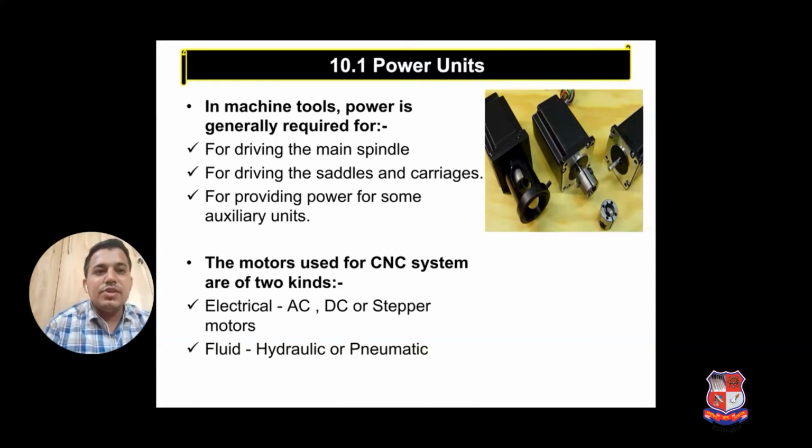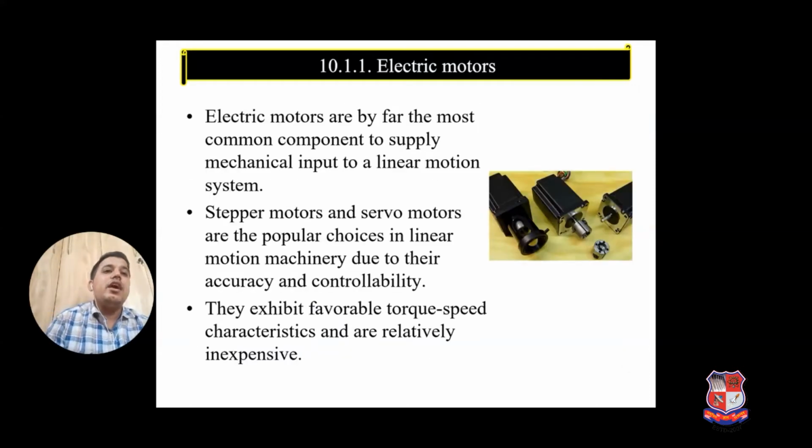In a machine tool, power is generated frequently for driving the main spindle, for driving the saddle or a carriage, and for providing power from some axial unit. The motors used for the CNC system are of 2 kinds: electrical, AC or DC stepper motor, and fluid, hydraulic or pneumatic. Now, the electric motor. We mostly use stepper motors. Why we are using a stepper motor, I would like to discuss a little bit more.